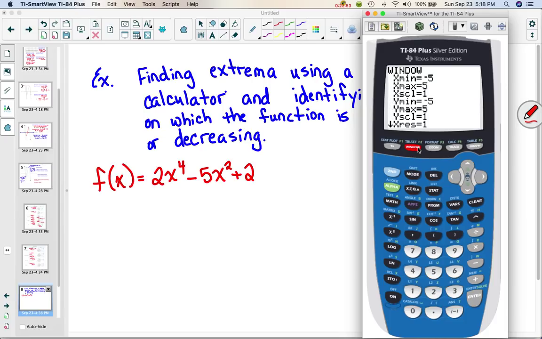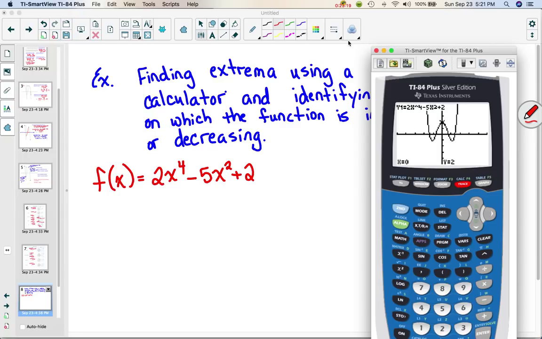I set my window from -5 to 5 on both axes just so that I can get a little better picture of that to see what was happening. So I want to identify the mins and maxes, and I can see them on here. Now what I don't want you to do is use trace. Okay, let's hope this works now. So I hit trace, and if you kind of bounce along here you'll see some values, but the calculator is not extremely accurate when you do that.